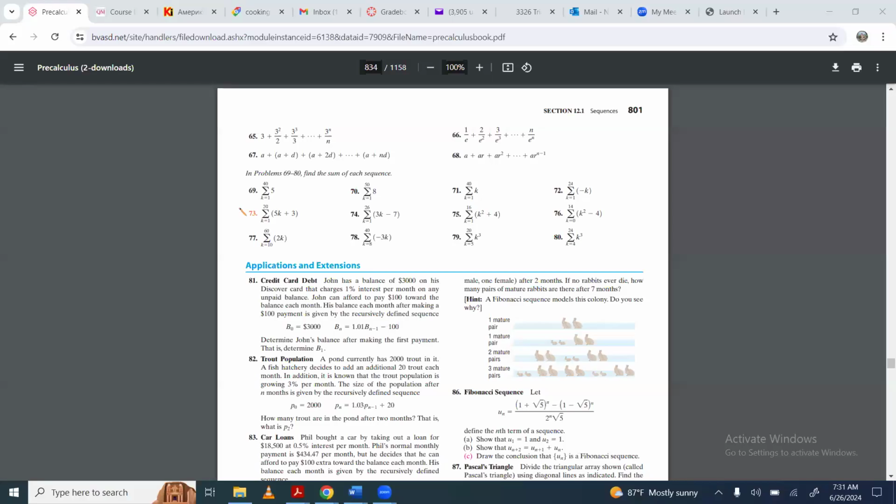So how about if somebody says do a problem like exercise number 70? Here we need to add the number 8 to itself so many times, right? So they're talking about the sum of the number 8, and it repeats from k equals 1 through 50.